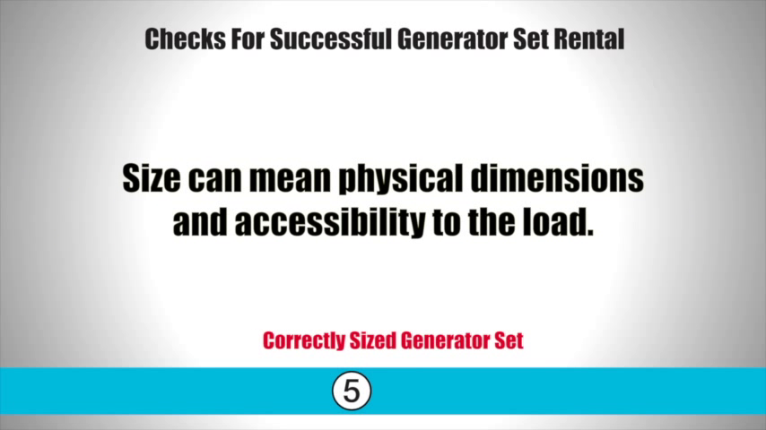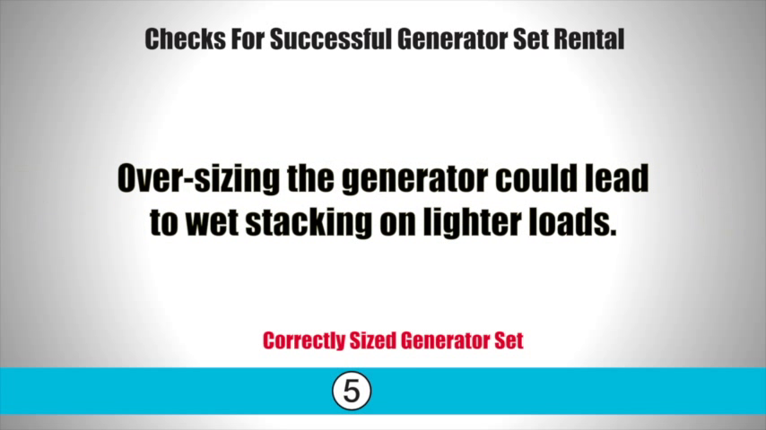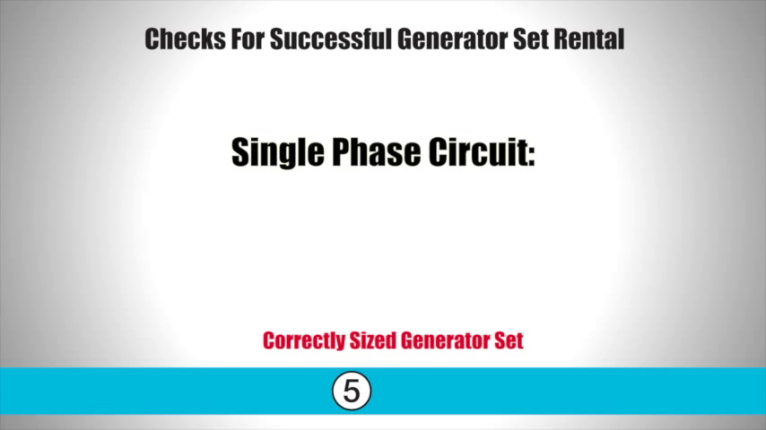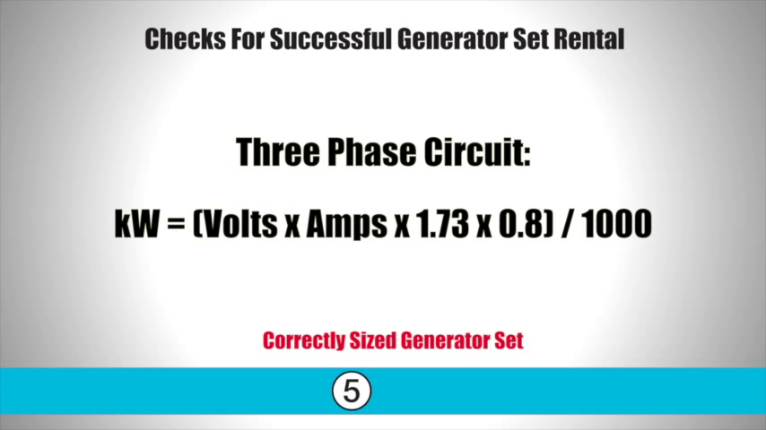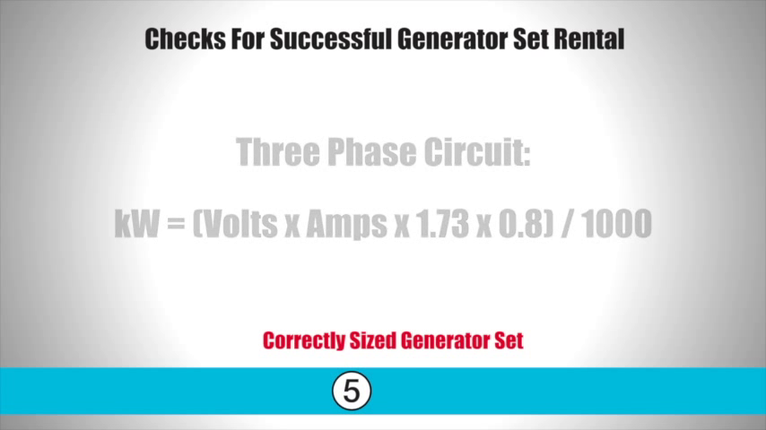Size can also be physical dimensions and accessibility to the load connections. Oversizing the generator could lead to wet stacking when the units run for long periods on lighter loads. The following is a convenient guide to power. For single-phase loads, kilowatts equals volts times amps divided by 1,000. And for three-phase loads, kilowatts equals volts times amps times the square root of 3, or more simply, 1.73 times power factor, which is normally 0.8, all divided by 1,000.